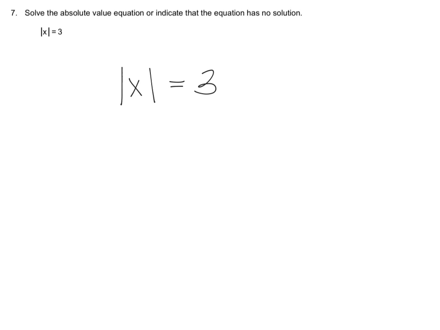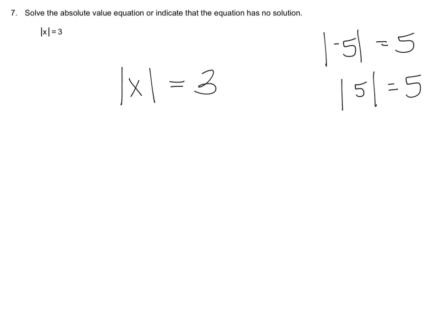The definition of absolute value means that whatever is inside the absolute value bars after everything has been simplified becomes positive. So for instance, the absolute value of -5 is positive 5. The absolute value of positive 5 is positive 5. Whatever number is inside those bars becomes positive.